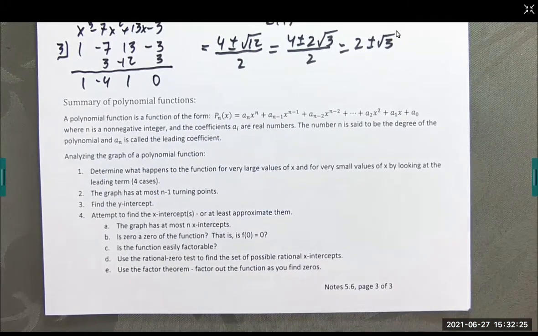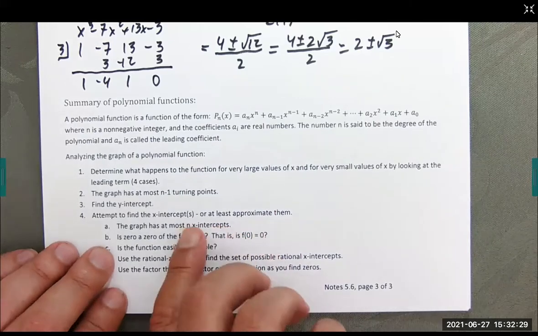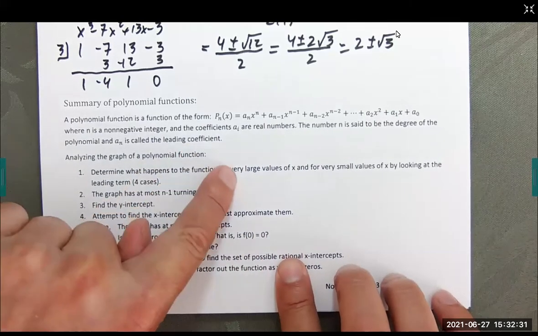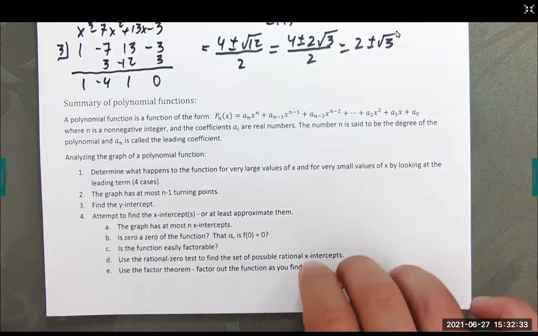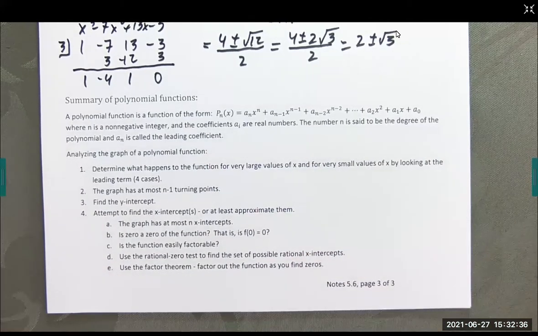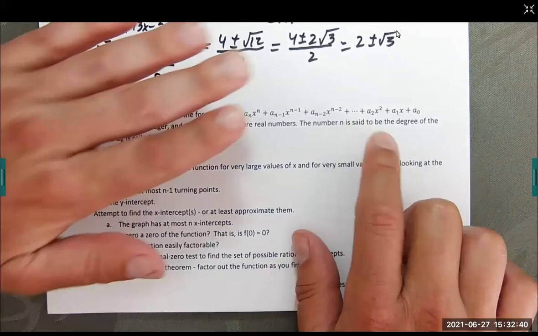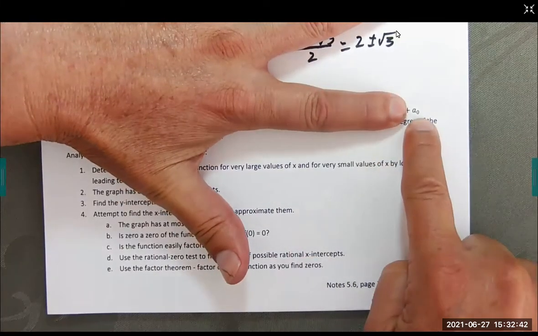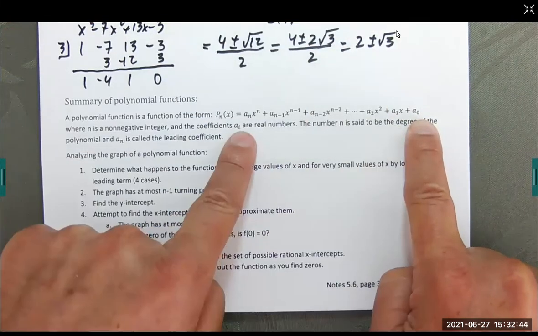The graph has at most n-1 turning points, meaning if it's coming up, it turns and then turns and turns. So it has at most n-1. Find the y-intercept. That's usually very easy, especially if you have something like this. When x equals 0, it's just whatever that last number is, because all the x's that are here go to 0.